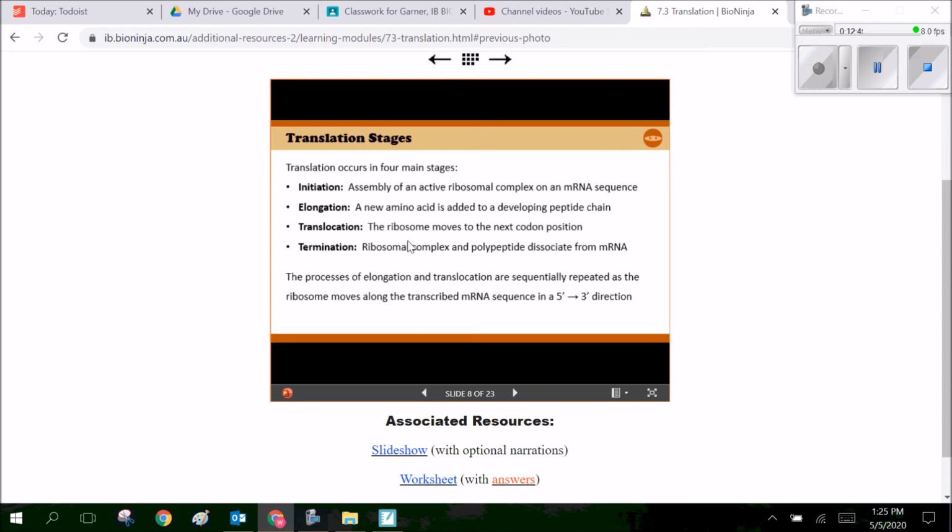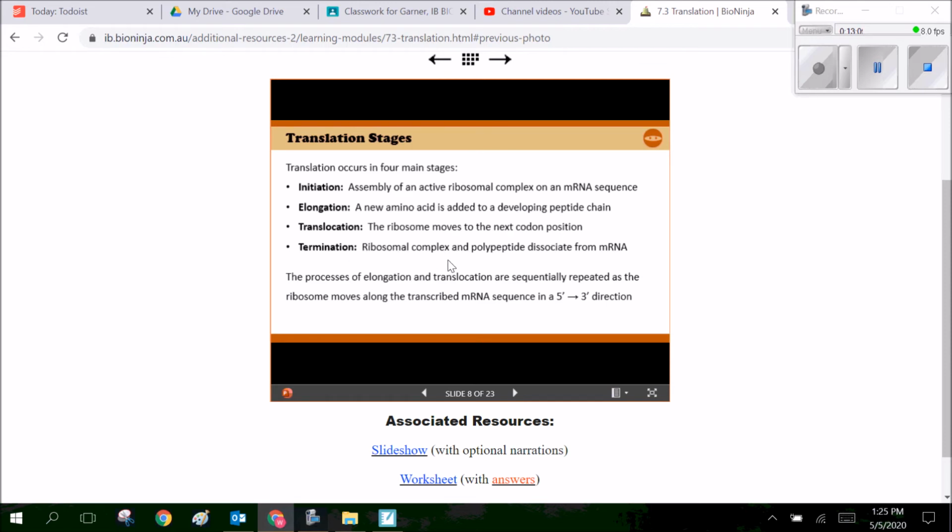Translocation is when the ribosome is kind of shifting down the mRNA. So I like to, it's like an old-fashioned typewriter where the ribosome is on the mRNA and it's kind of sliding down. And as it's sliding down, it's reading and kind of typing out this long polypeptide, this long string of amino acids that will eventually turn into a protein.